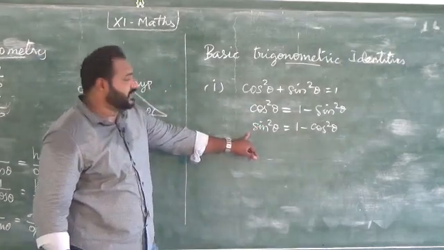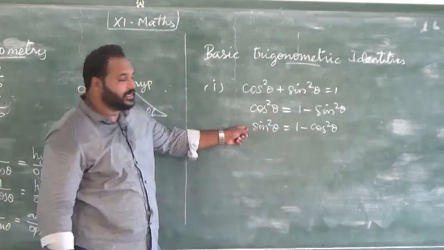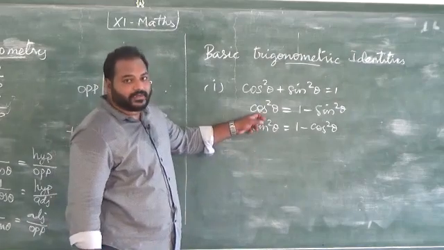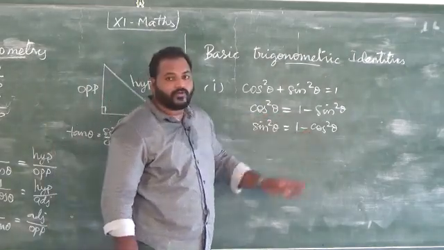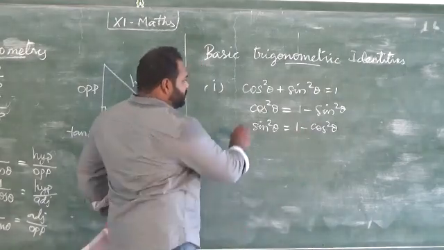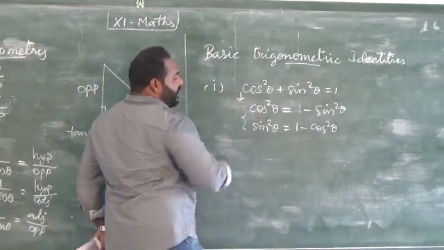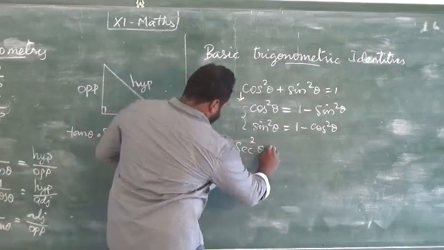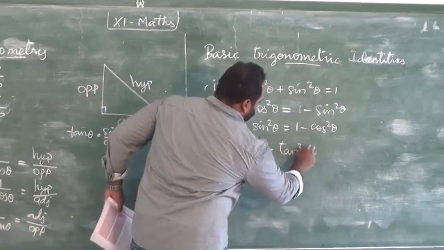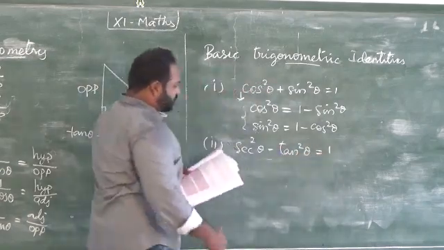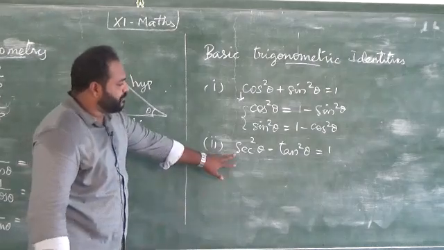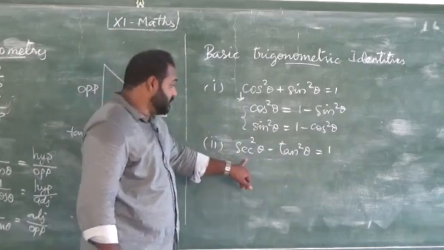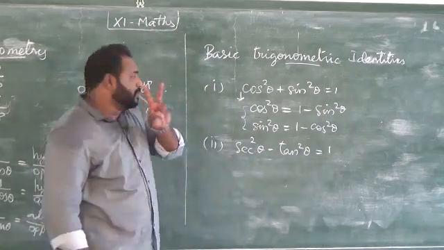So whenever we require these 2 identities, we can apply them directly. If you want to use the cos square identity, whenever you require it, you can write directly cos square theta equal to 1 minus sin square theta. So these 2 identities are derived from this identity. The second identity is secant square theta minus tan square theta equal to 1. Using this second important identity, I am going to create 2 identities.